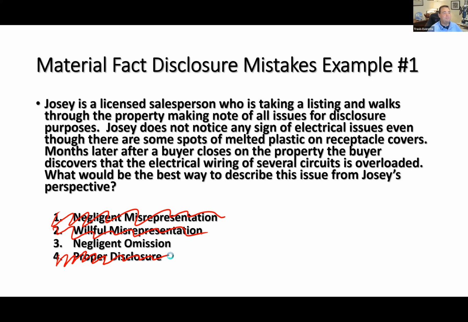Because no information was given, we can eliminate the misrepresentation choices. We can eliminate proper disclosure because we see a mistake was made. We're left with negligent omission. I could define negligent omission for you, but here's the beautiful thing: you don't need to know the difference between a negligent omission and a willful omission because they're not both on there. Does that make sense for everybody? Yes. And that'll be true on the test.